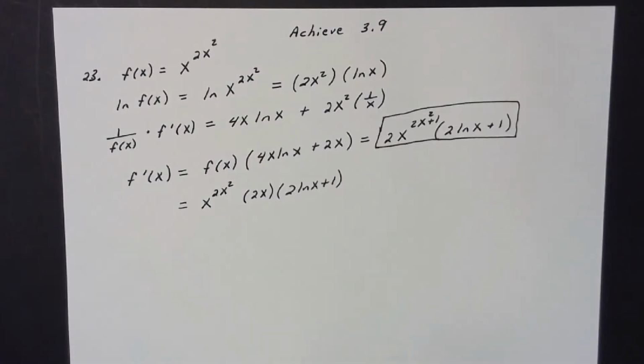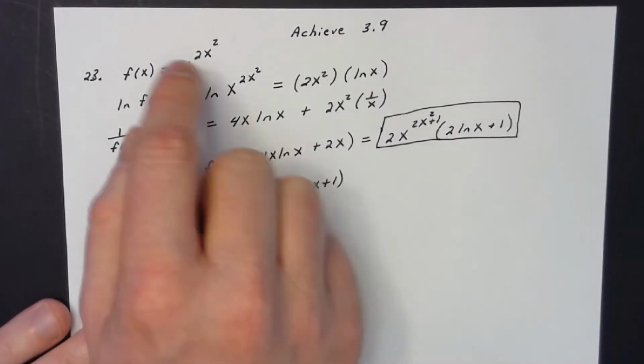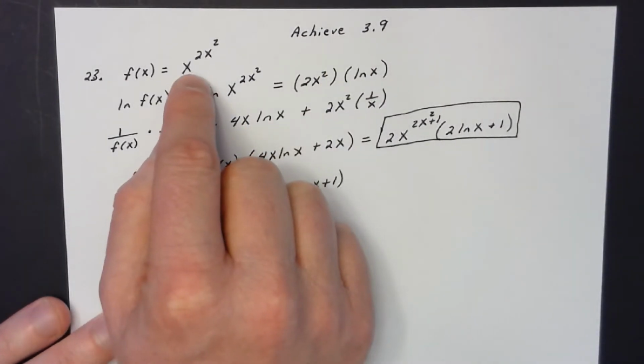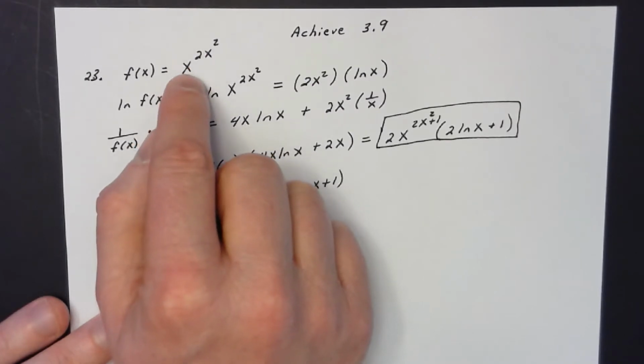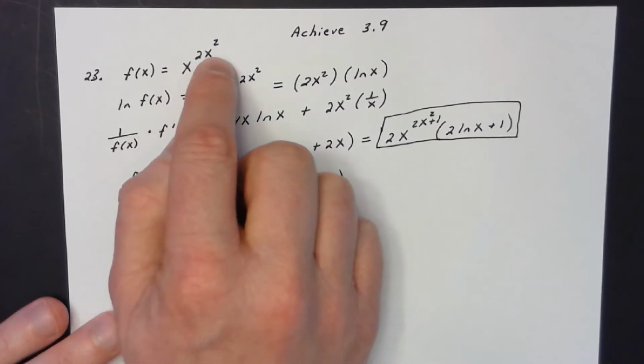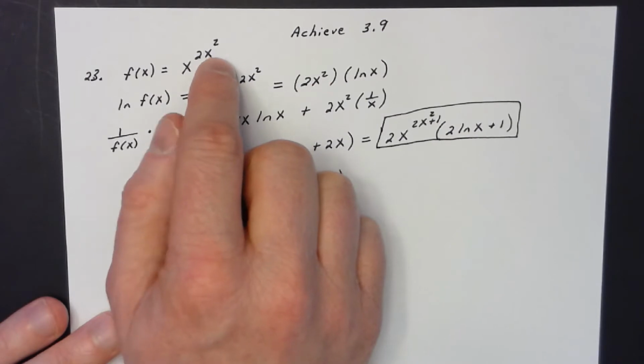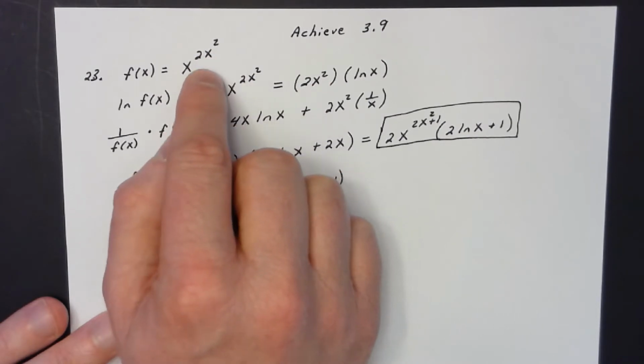This video should help with number 23 in section 3.9. It's where we have to take the derivative of a function that is neither an exponential nor a power function, whenever you have a variable base and a variable power. The best thing to do for problems like this is to go ahead and use logarithmic differentiation.